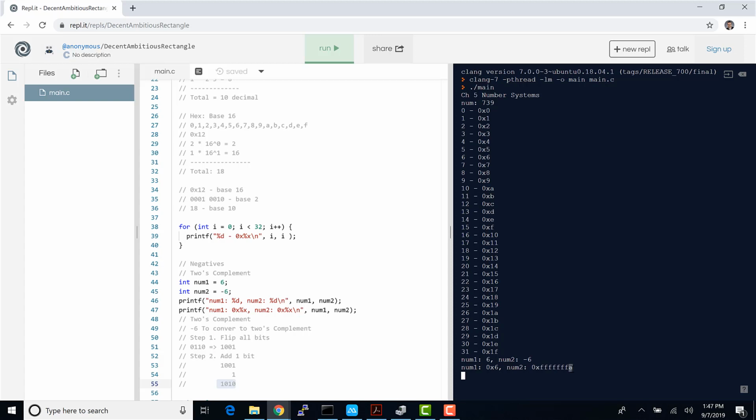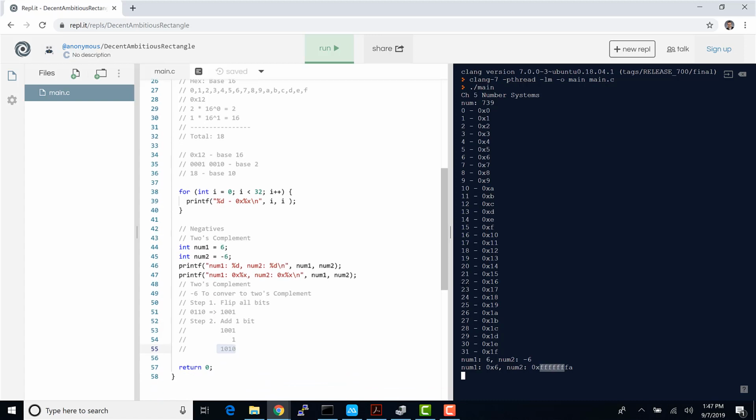And the reason you see all these F's is that it represents that it is a negative number. Kind of ignore the details, but since we've got an int, in fact, let's change this to a char and do a run. It printed it out the same way here. But the sign bit, which in this case is the most significant bit, gets expanded out, and that's why we see all the F's like we see there.